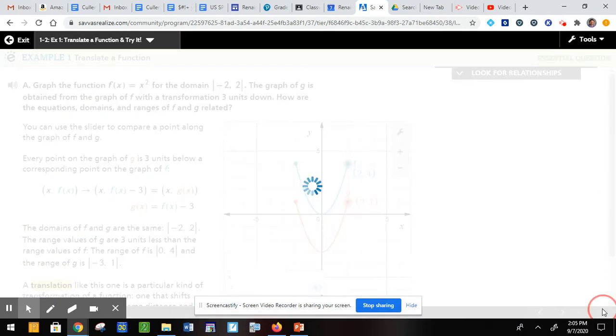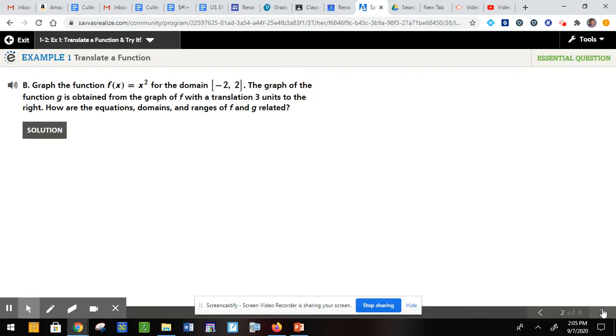All right, let's go to the next part. So graph the function f of x equals x squared for the domain -2, 2. So exactly how the other one started. The graph of g is obtained from the graph of f with a translation 3 units to the right. How are the equations, domains, and ranges of f and g related? Okay. So the only thing that's different about part B compared to part A is instead of 3 units down, the g function is 3 units to the right.